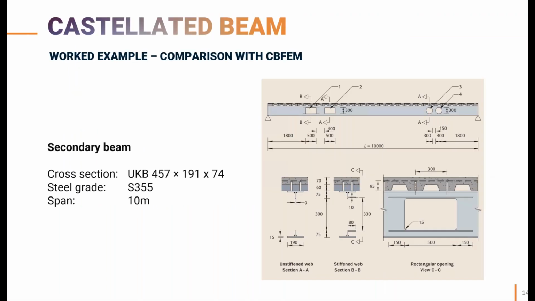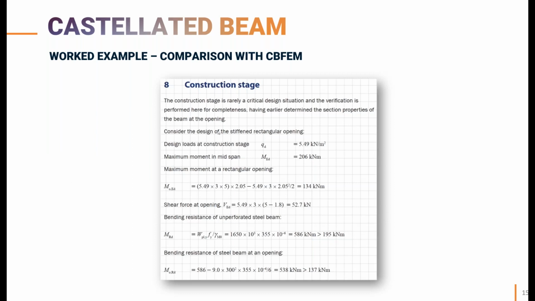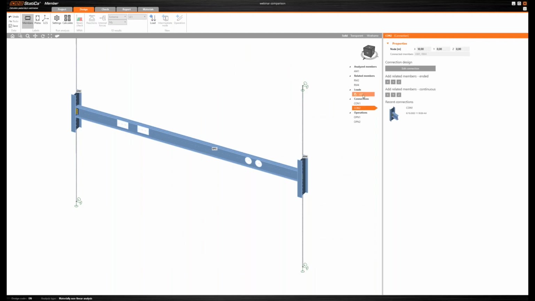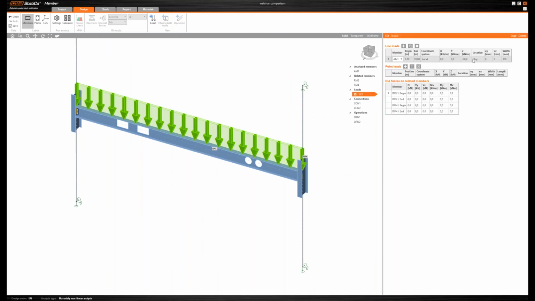Now let's move back to my slide to assess the beam during the construction stage. During this stage, a uniform load of 5.49 kilonewton per square meter is applied. This load probably refers to an effective width of 3 meters, which makes a final value of 16.47 kilonewtons per meter. So let's go and apply this value.